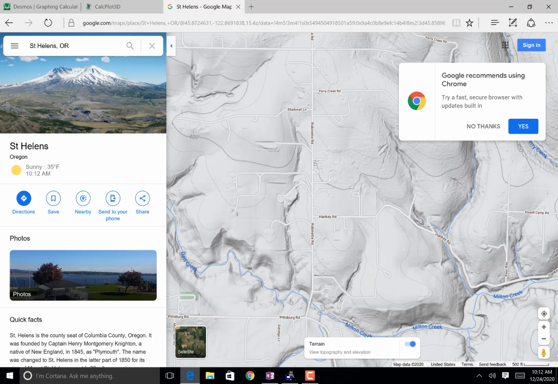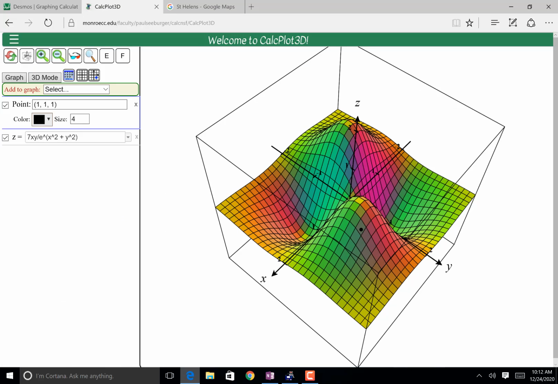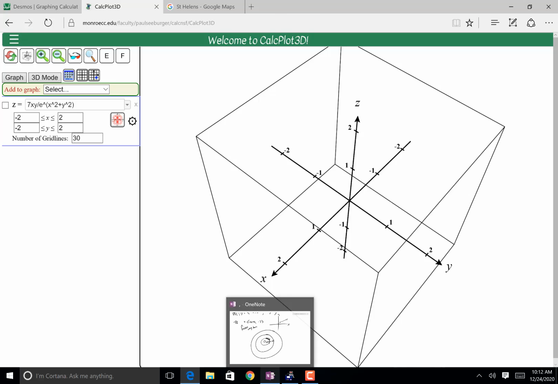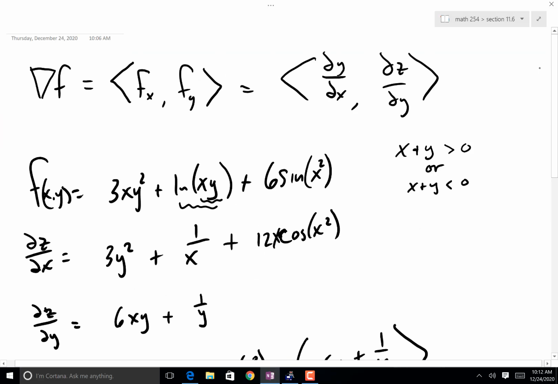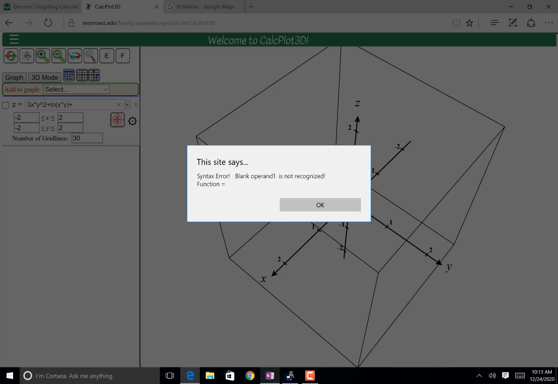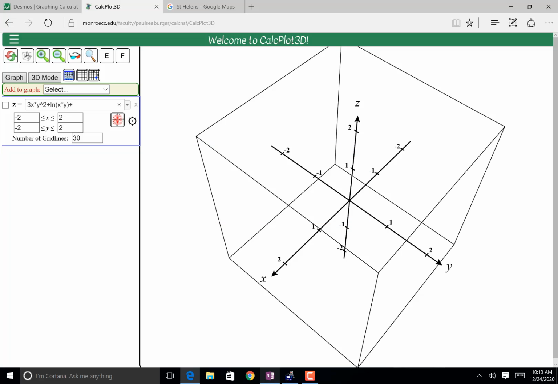Now let's look at this on a graph just for a good time on the old CalcPlot3D. And let's get rid of that guy. I can't remember what my function was, although I feel like it's the same one every day. 3xy squared plus the natural log of x times y plus 6 sine of x squared.